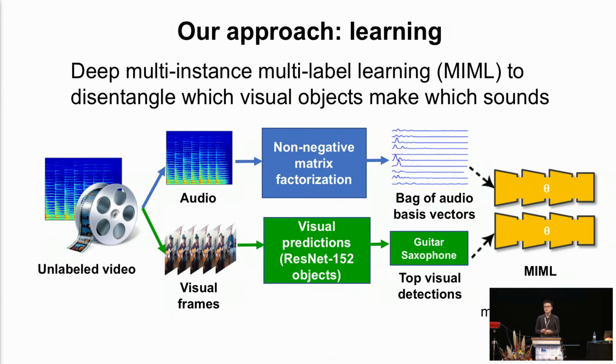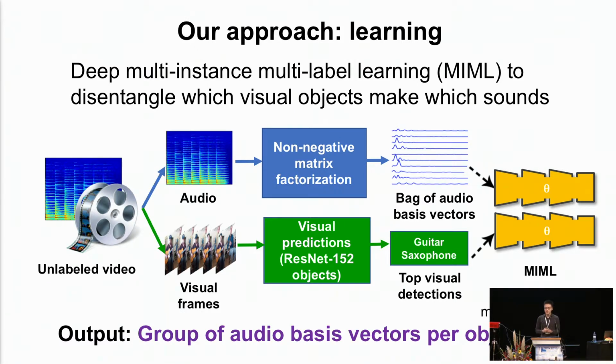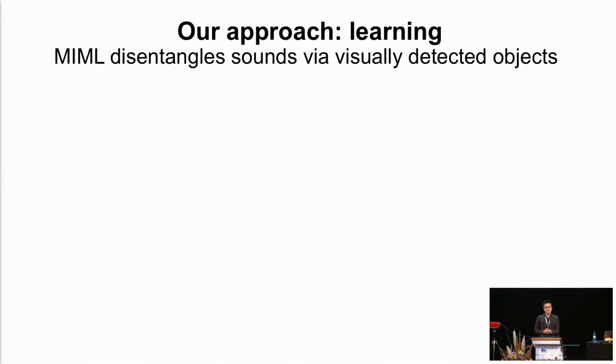It's important to stress that the input videos for training contain multiple objects making multiple sounds. Through the MIML network, we can then discover the link from audio basis vectors to object categories, and the desired output would be a group of audio basis vectors for each object class. To achieve this, MIML disentangles sounds via visually detected objects.